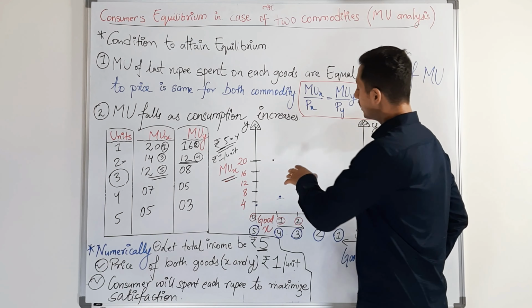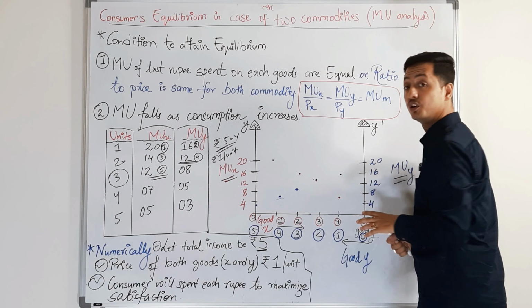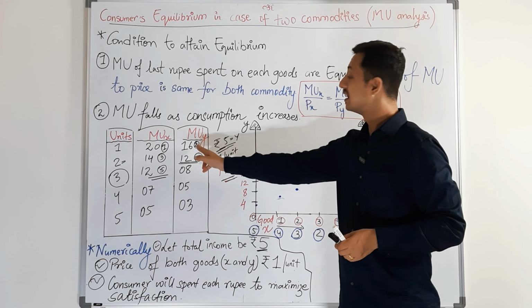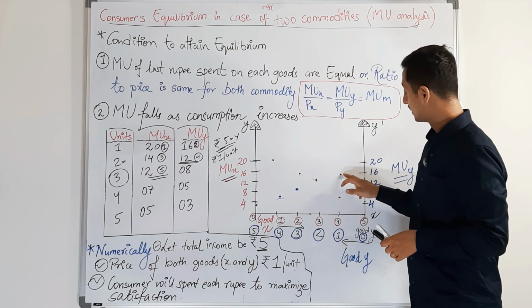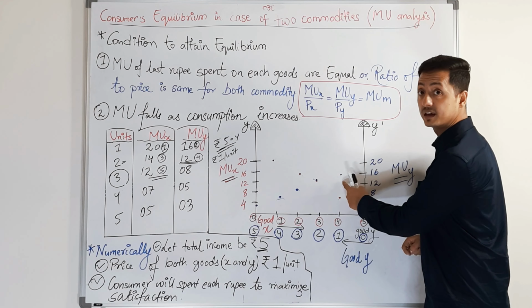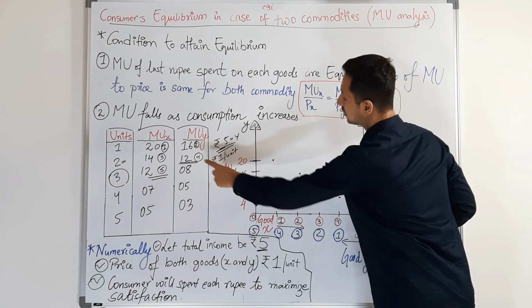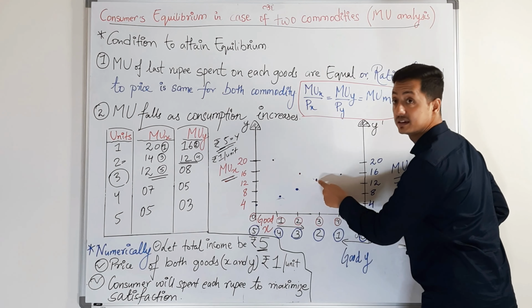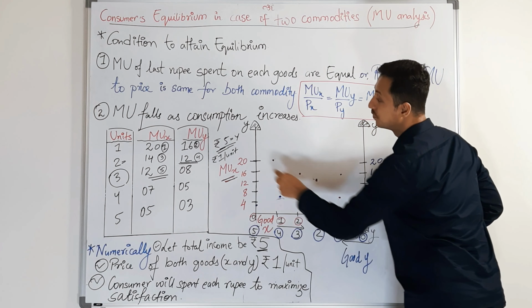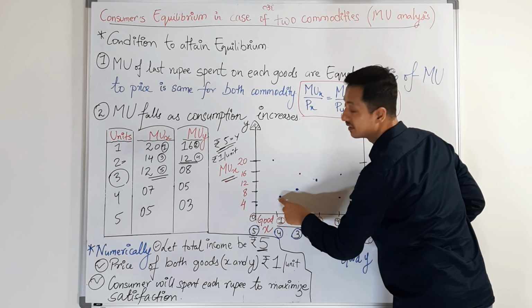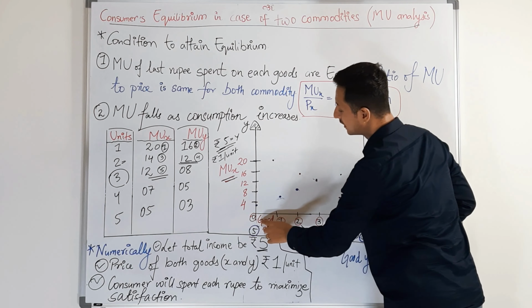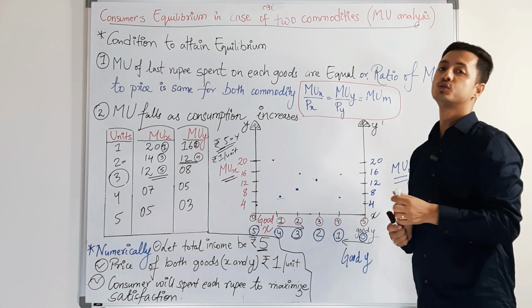Now, in the same way, the marginal utility of Y. First unit, 16 marginal utility. Second unit 12. Third unit 8. Fourth unit 5. And fifth unit 3. Now we connect these two.